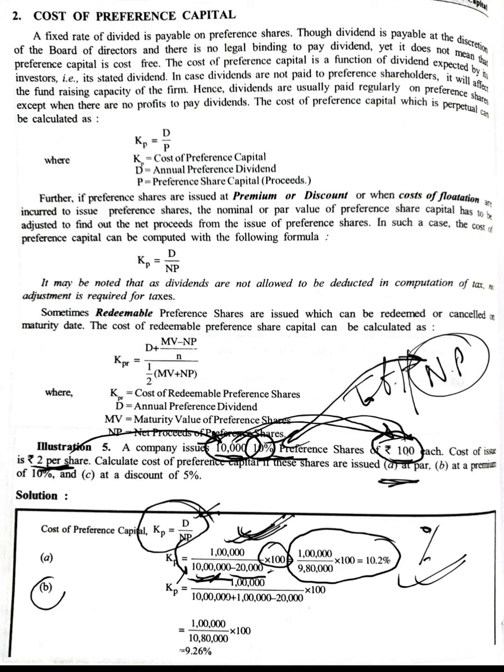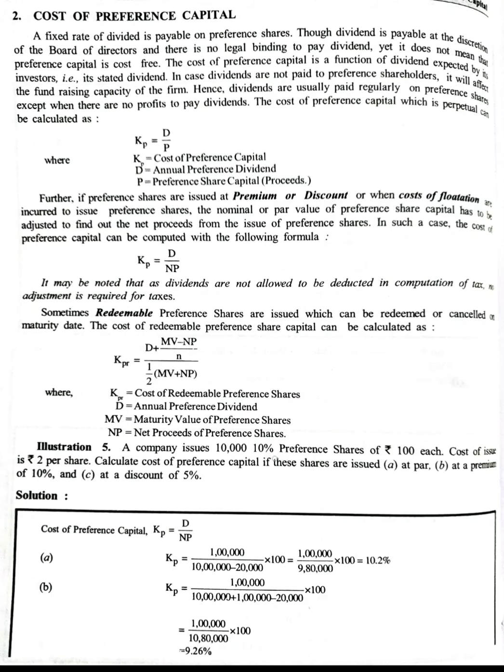now try to understand point number B. Point number B means it is at a premium. So here the formula says Kp is equal to dividend by net proceeds. Dividend will be same, 10% of face value. And how am I going to get the face value? I will get the face value using these two multiplied by this. And how will I get the dividend? It will be 10% of this value.